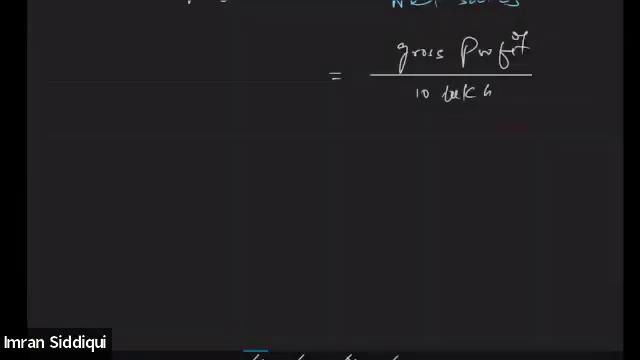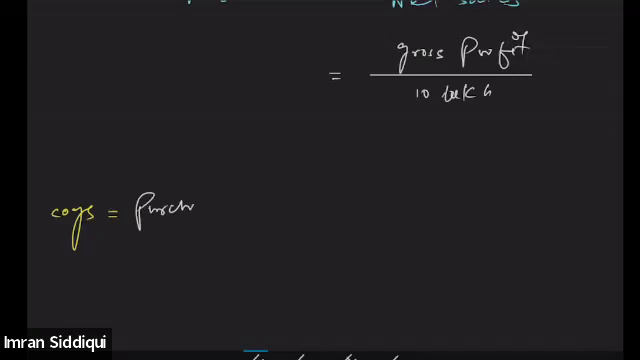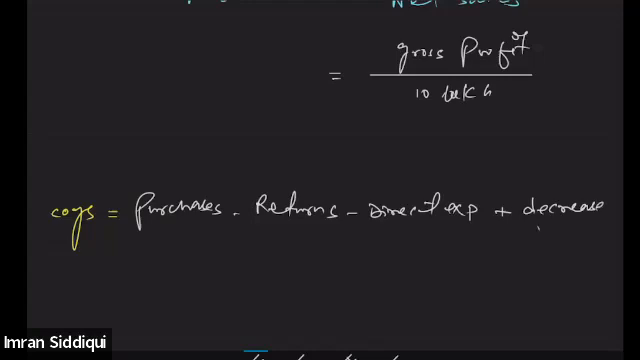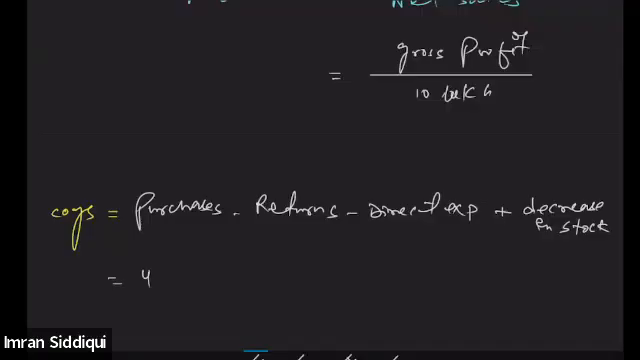And now to find out the gross profit, we must have the cost of goods sold. To find out the cost of goods sold, we'll take the value of the purchases, both the net credit purchase and the cash purchase, and we'll subtract the returns. We'll further subtract all direct expenses, and we will add a decrease in stock. Purchases are given in the question: 40,000 plus 3,60,000. So it will be 4 lakh. Is that right?